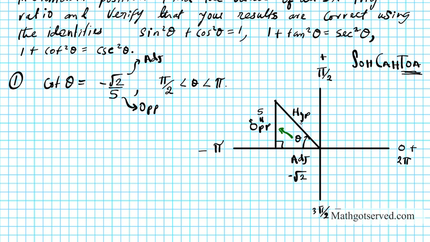We're missing the hypotenuse, so that's the side we need to find to be able to find those 6 trig ratios. So what we're going to do is use the variation of the Pythagorean theorem, which is adjacent squared plus opposite squared equals h squared. Alright, so let's plug it in. We're going to have adjacent is negative root 2 squared plus opposite squared, which is 5 squared, equals h squared.